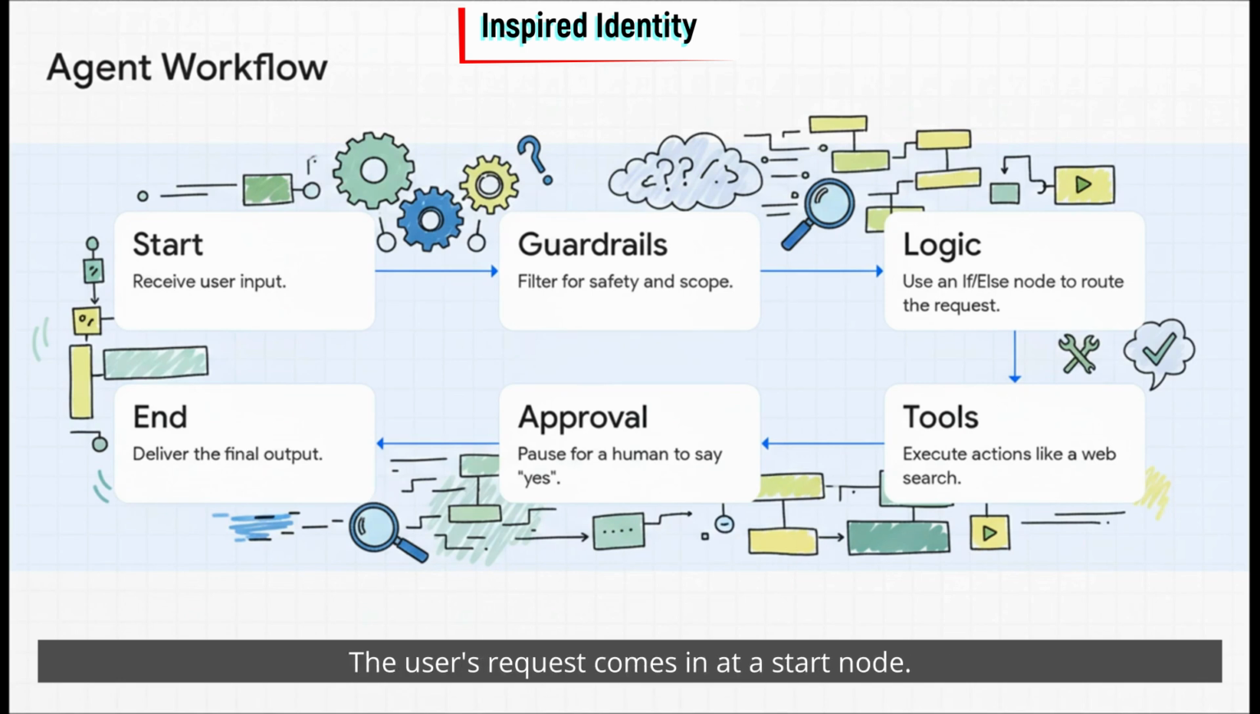The user's request comes in at a start node. Then it might go through a guardrails node to check for safety. From there, an if-else block can split the path, like, is this a research task or just a simple question? If it's research, it can trigger a tool node to search the web. And remember that human-in-the-loop problem? Here, you can just drop in an approval node that literally pauses everything until a person clicks yes. Finally, it delivers the output. Every single step is a clear, visible block.